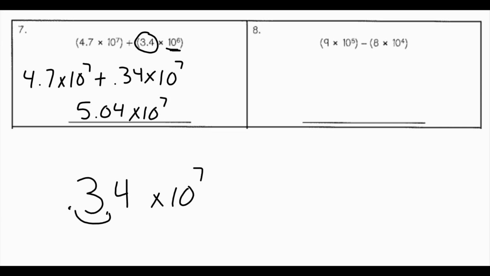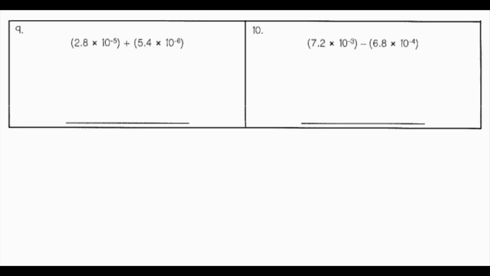Number 8, we have 9 times 10 to the 5th minus 8 times 10 to the 4th. So again, I have different powers, so I need to change them. I'm going to change the 4 to be 5. So 9 times 10 to the 5th is going to stay the same. And then my 8 times 10 to the 4th, if I make 10 to the 4th bigger to 5, I need to make my 8 smaller by moving it one base 10. That would give me 0.8. So now 9 minus 0.8 would be 8.2 times 10 to the 5th.